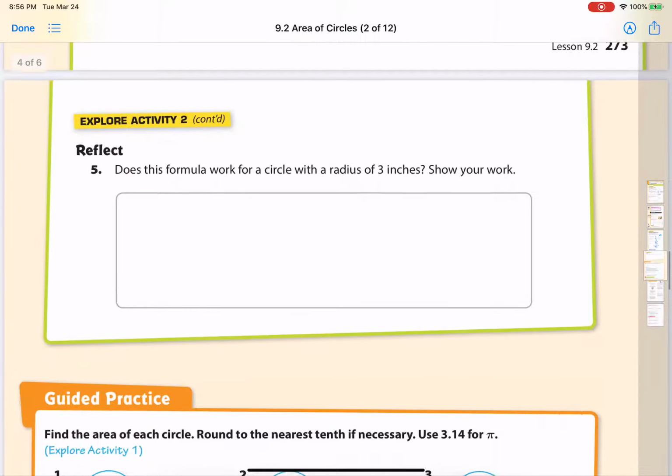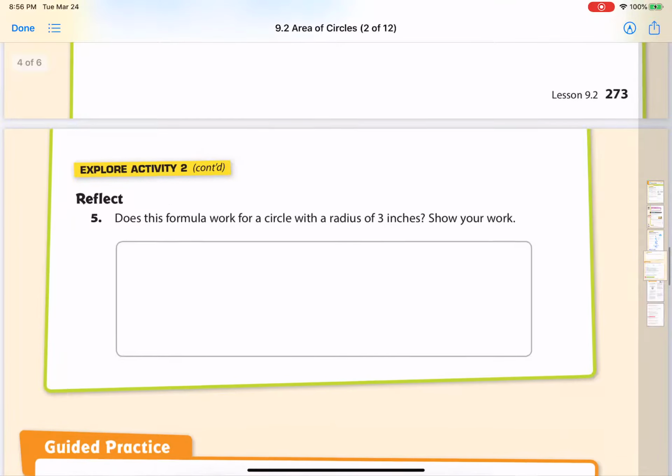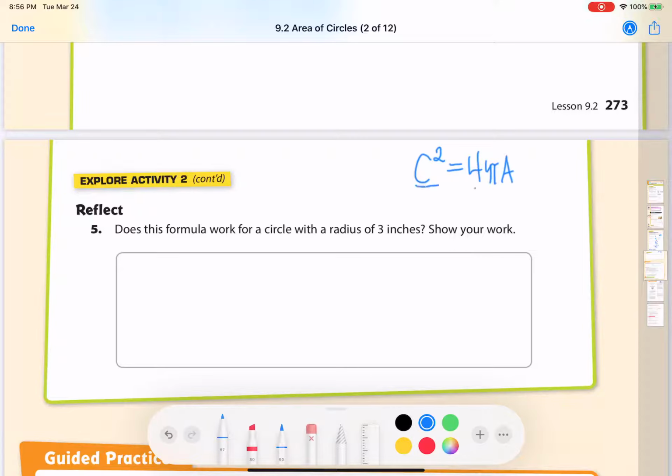So moving on to the reflect, it says, does this formula work for a circle with a radius of 3 inches? Show your work. So we have to see if with the radius of 3 inches, we can get C squared equaling 4 times pi times the area, and we want to see if these two are equal to each other. The first thing we have to do is find the area of a circle with a radius of 3. So area equals pi r squared.